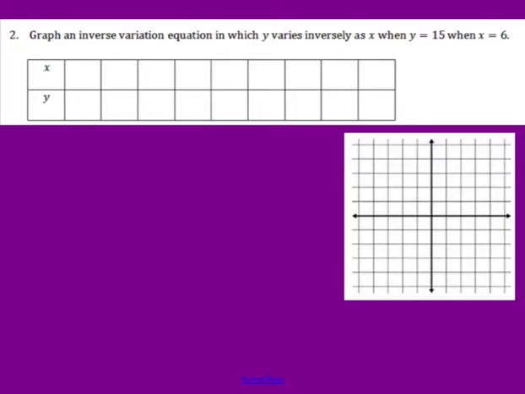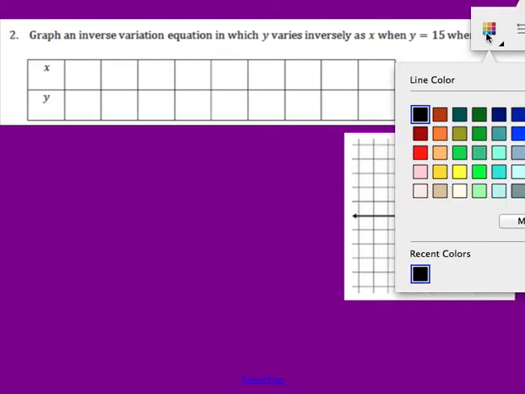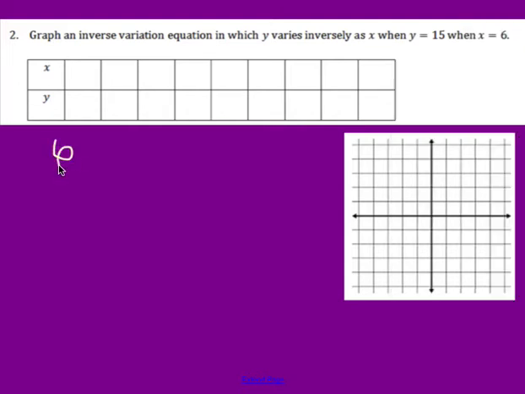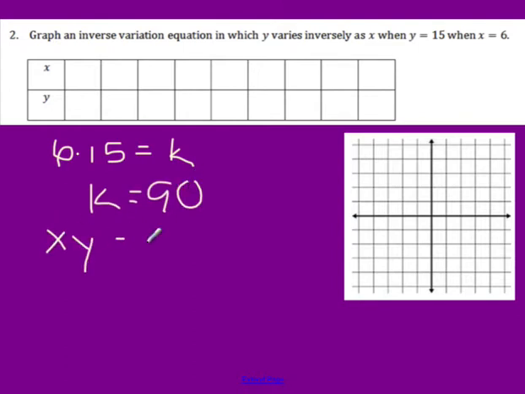Let's go ahead and take a look at a general problem dealing with inverse variation. It says that first we need to find the equation when y varies inversely as x, when y is equal to 15 and x is equal to 6. So the first thing we want to do is write the equation. To write the equation, I'm going to take those two numbers, multiply them together, and set them equal to k. So 6 times 15 is 90. So my k is equal to 90. So the graph that I'm going to be doing is xy is equal to 90. So that's the equation that I'm graphing.